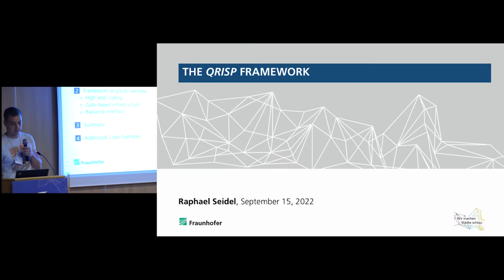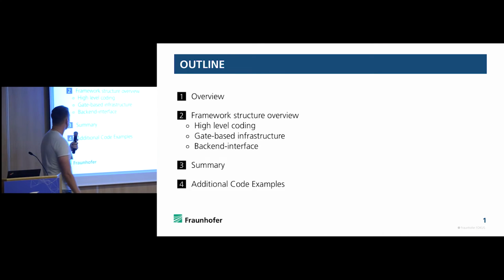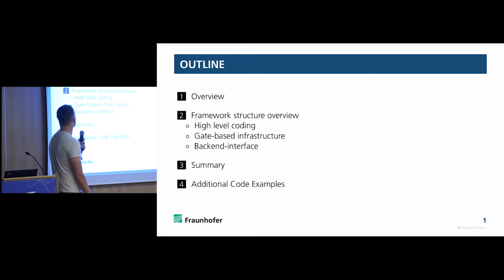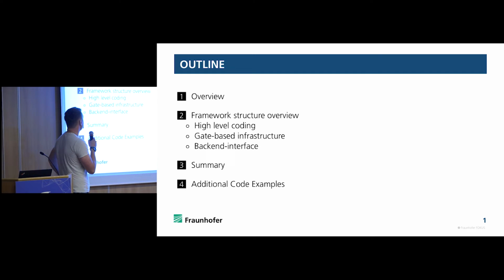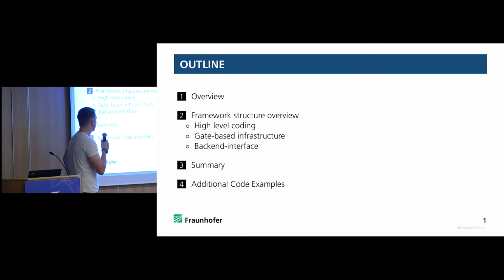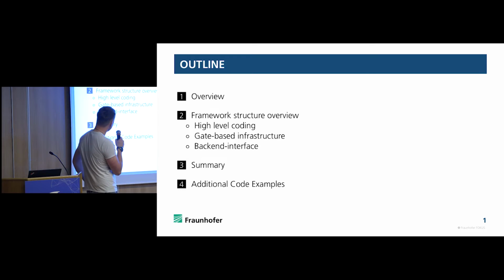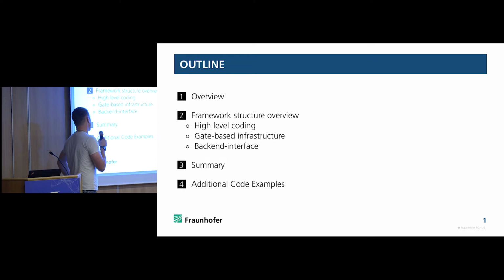So let's get right into it. Here we see a little outline of my talk. I will first give an overview over high-level programming languages in general. Then I will give an overview over the structure of our framework. I will highlight the high-level coding. I will talk a bit about our gate-based infrastructure, and I will also talk about how we interface to actual backends. I will give a summary, and if there's additional time left, I hope to show you some additional code examples.